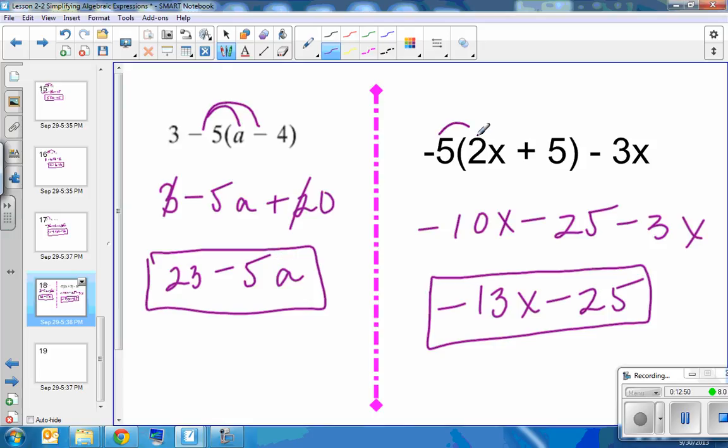Here you distribute negative 5 times a positive 2x to get a negative 10x. Negative 5 times a positive 5 is negative 25. Bring down your negative 3x. Negative 10x plus a negative 3x is negative 13x, and then bring down your negative 25.